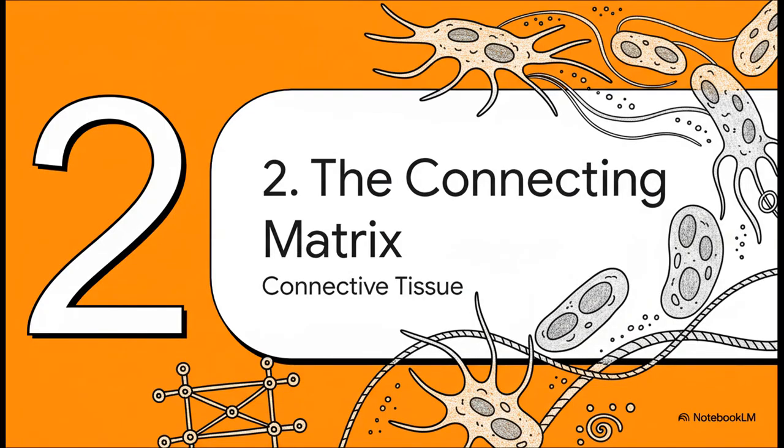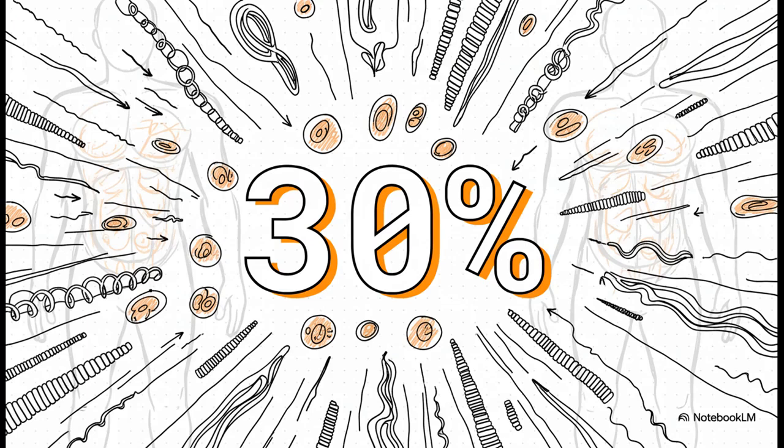All right, let's move on to blueprint number 2, the connective matrix. Here, we're exploring connective tissue, and this stuff is literally the internal scaffolding, the padding, and even the transportation system for your whole body. And get this, connective tissue makes up about 30% of your total body weight. 30%. So yeah, this isn't some minor player. It's a huge part of what's physically holding you together right now.